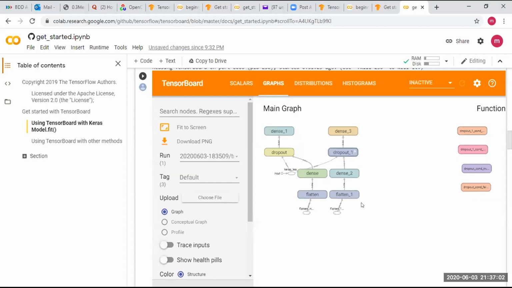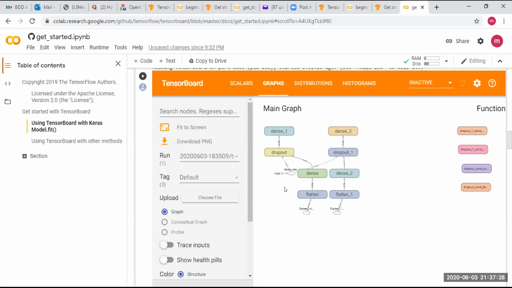So in here I have a flatten, then I have the dense, I have a dropout, I have another dense. So this is a different model that I have opened. The first model we had just one flatten, dense, dropout, and dense. In here we have two that are connected to each other. So this is the model itself.